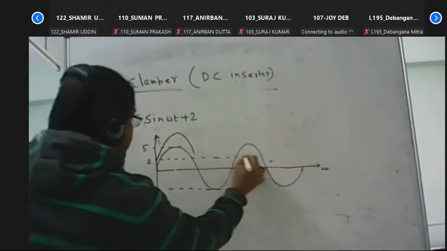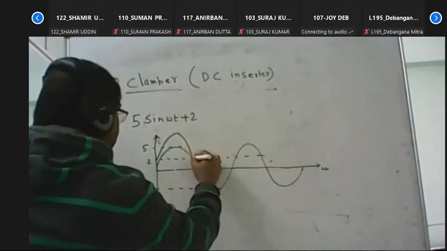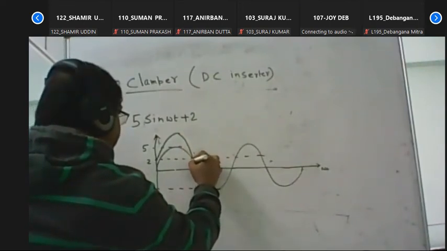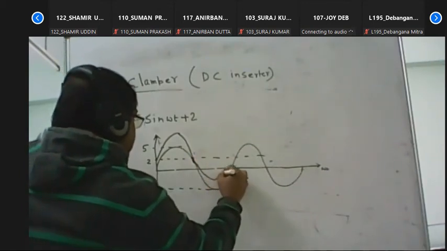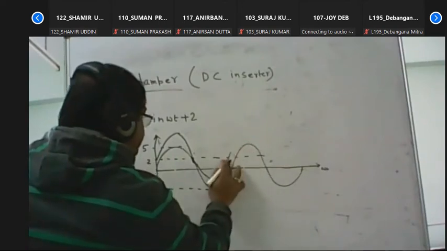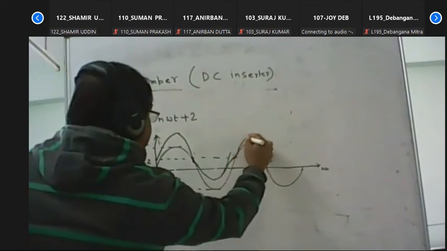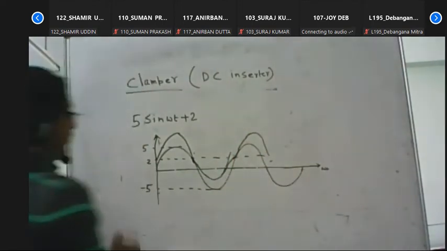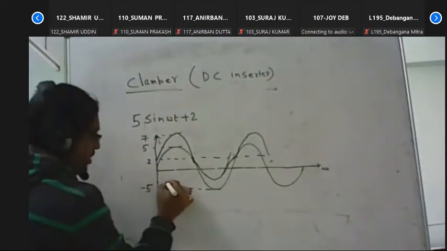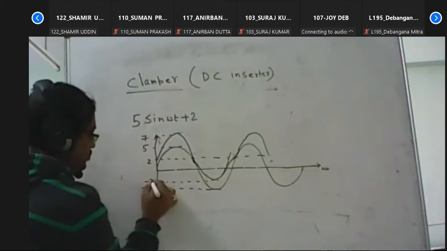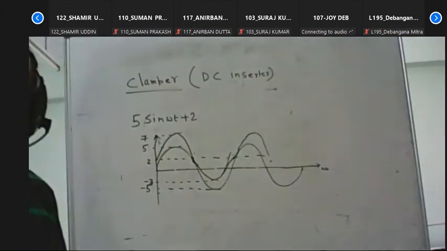So these are the two levels. Now it will move in that way, then it goes that way, and it will be like this. So the maximum value of the input signal goes to 7 and the minimum value goes to minus 3. So that means we can add some DC level.